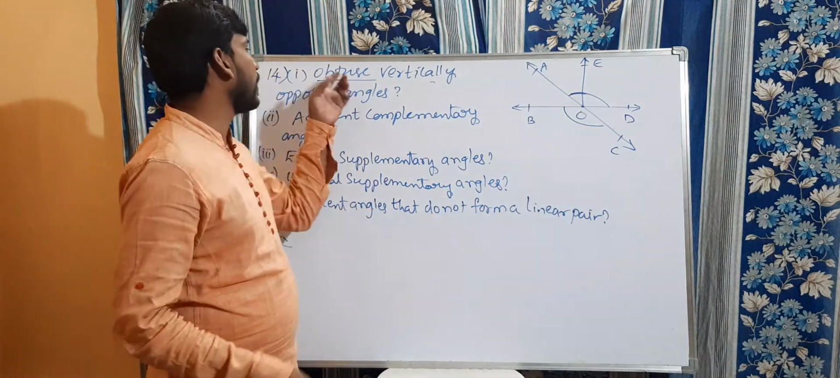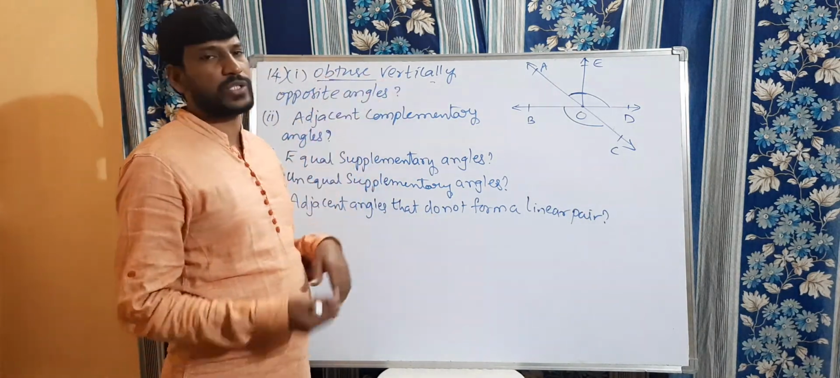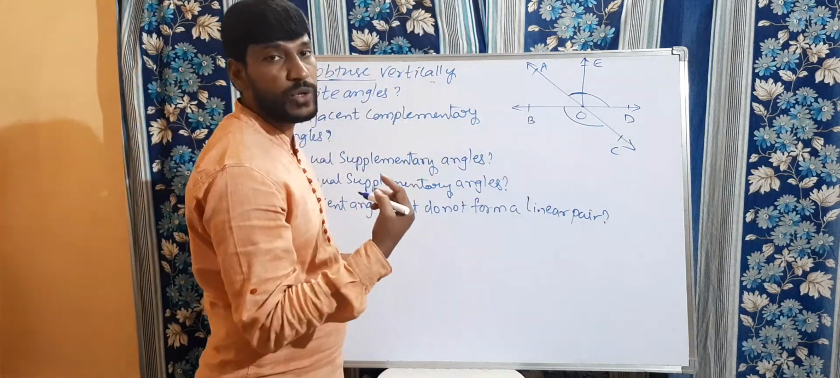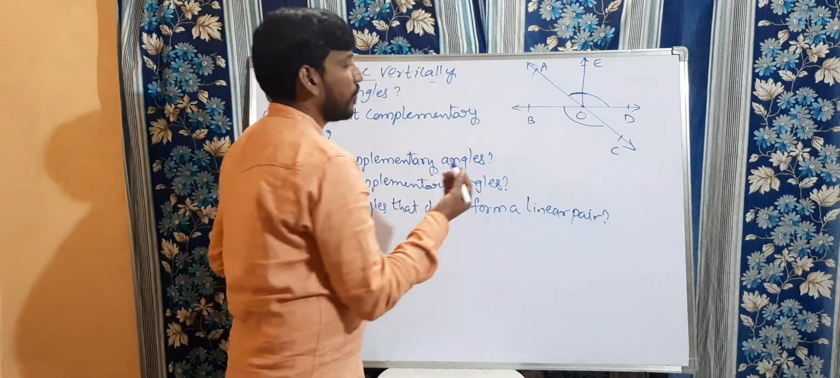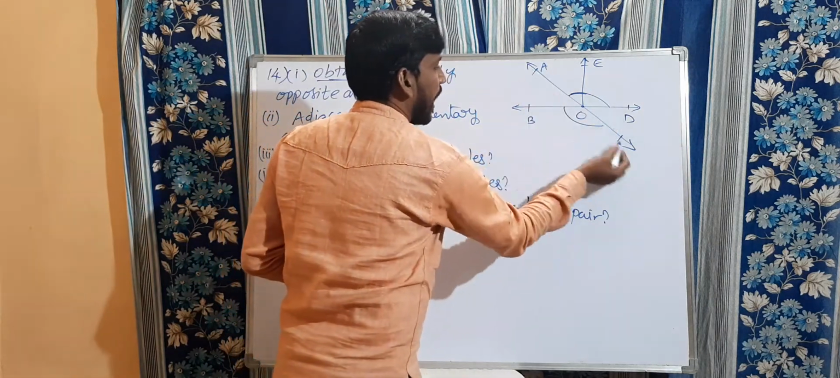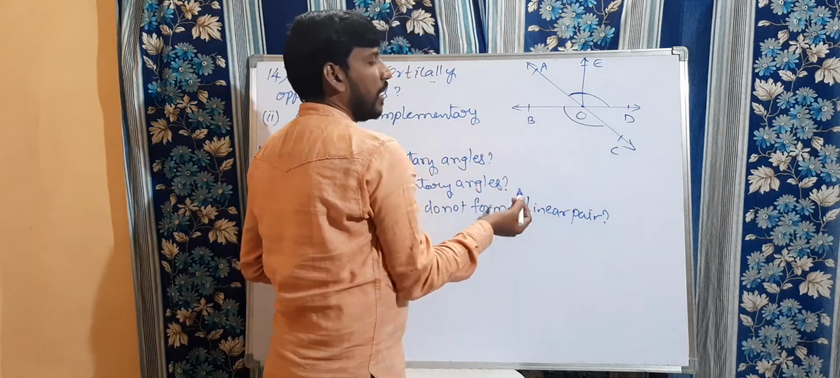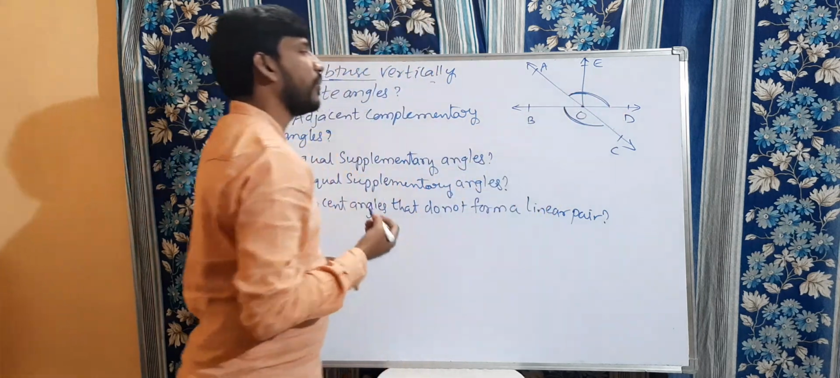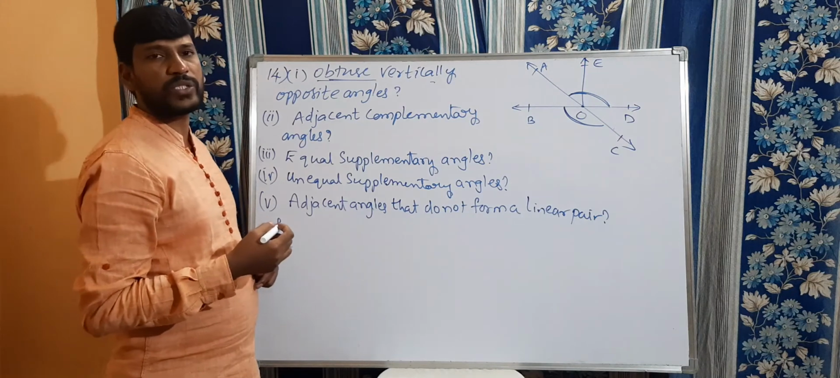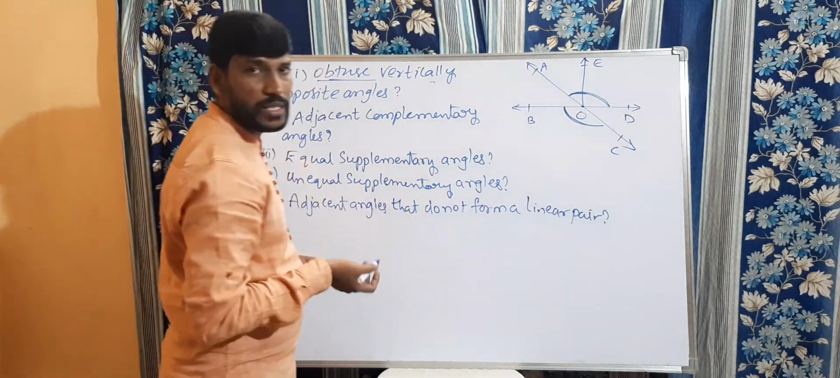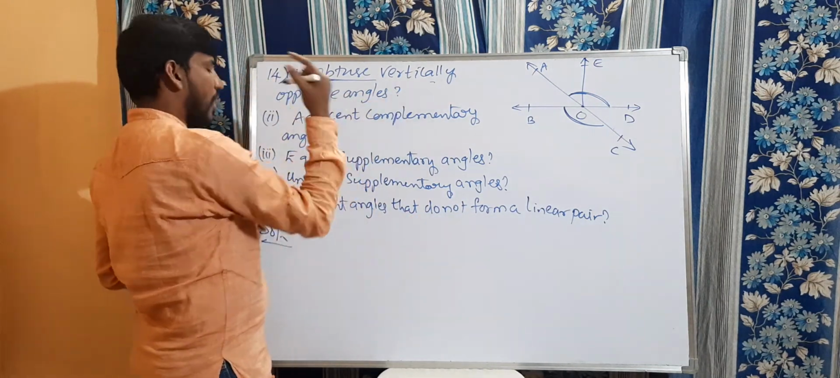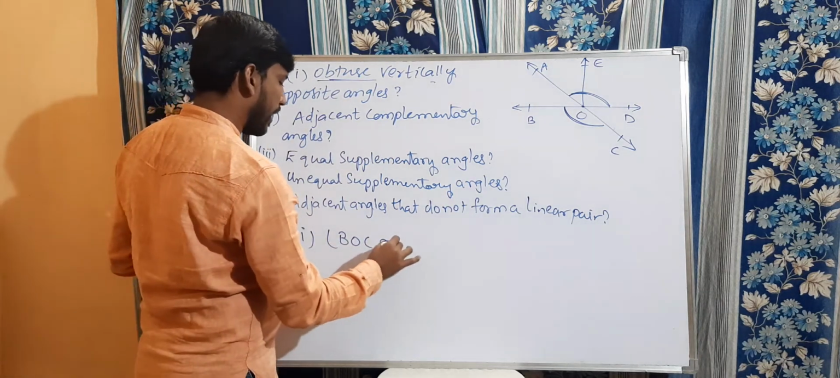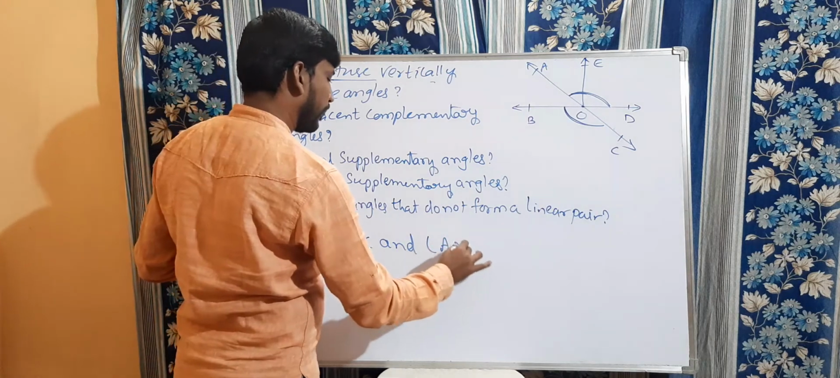Now coming to the first one, obtuse vertically opposite angles. See this here, it should be an obtuse angle. Both are obtuse, vertically opposite. Now BD and AC are intersecting at one point. If you observe this angle and this angle, that is BOC and AOD, they are obtuse, vertically opposite angles. So the first answer is angle BOC and angle AOD.